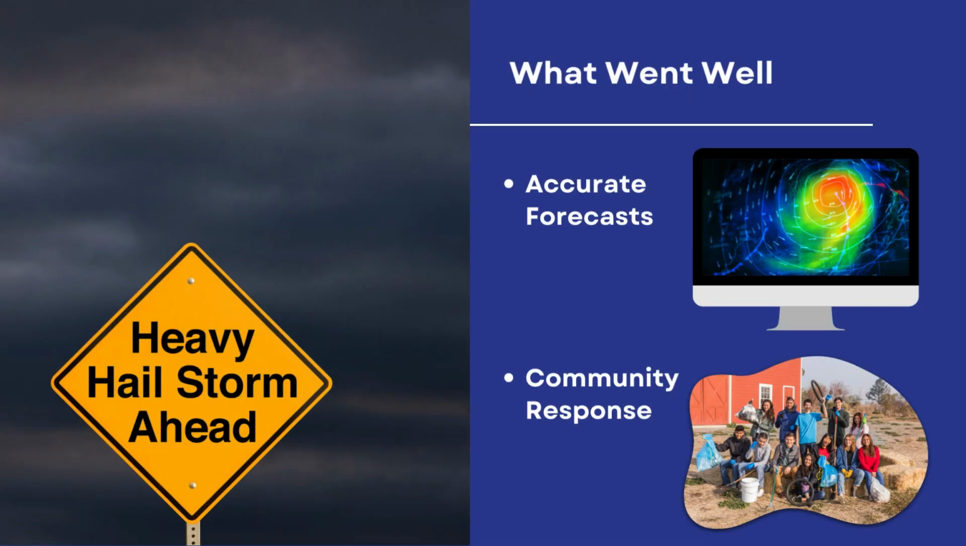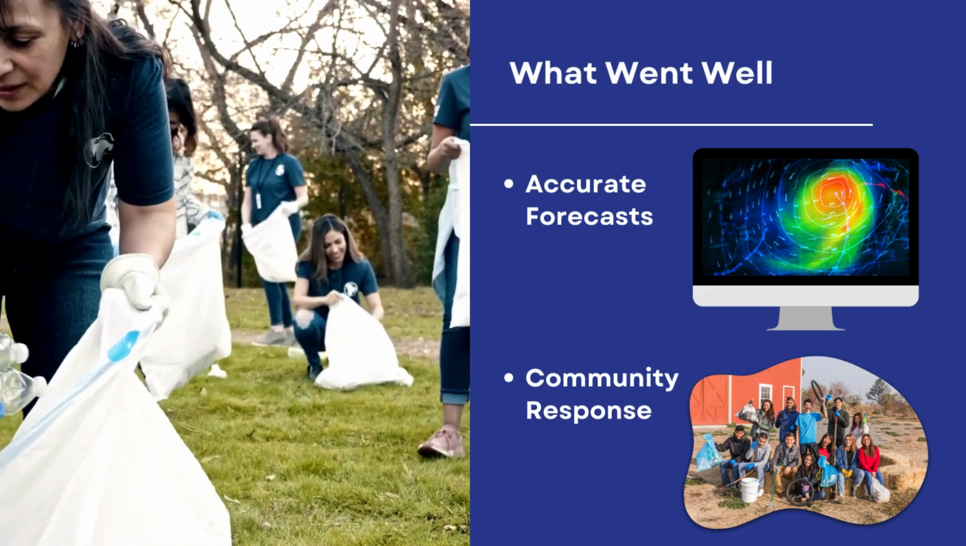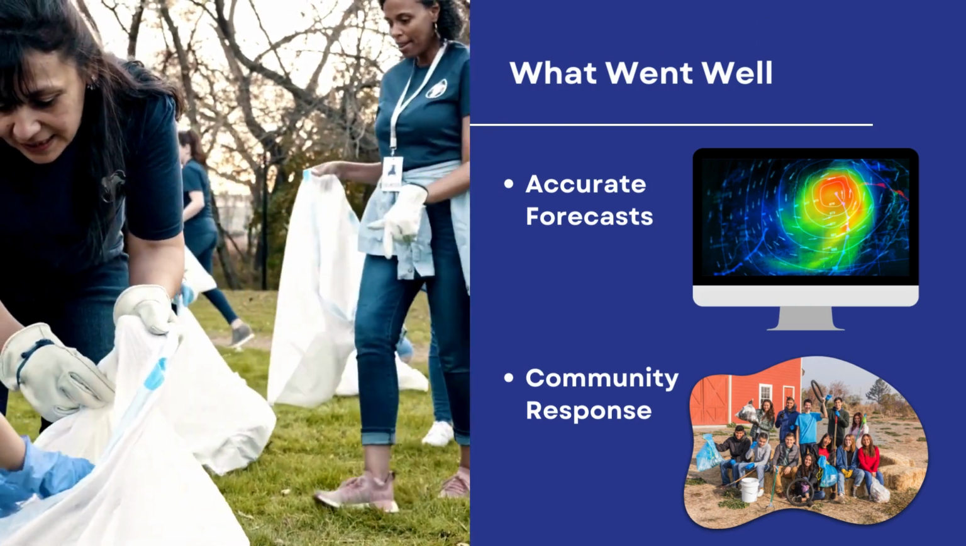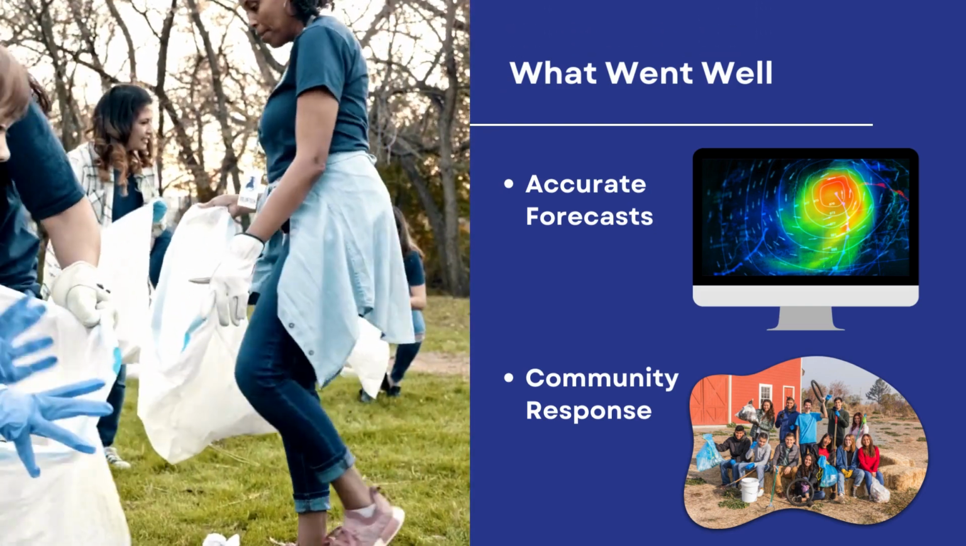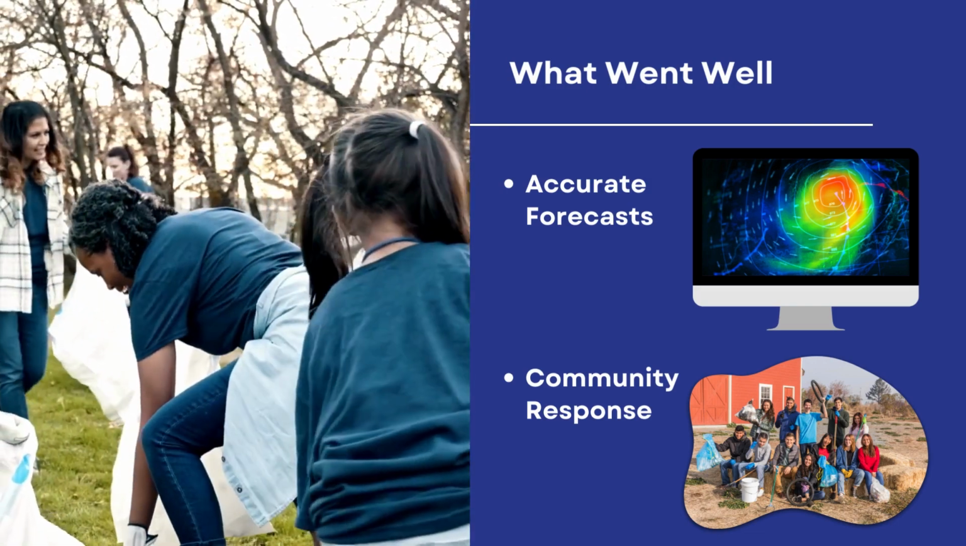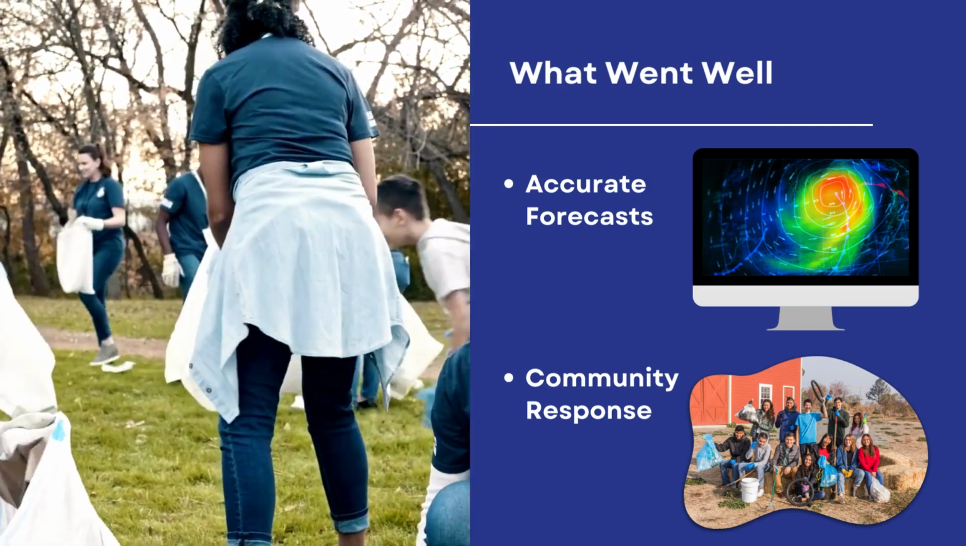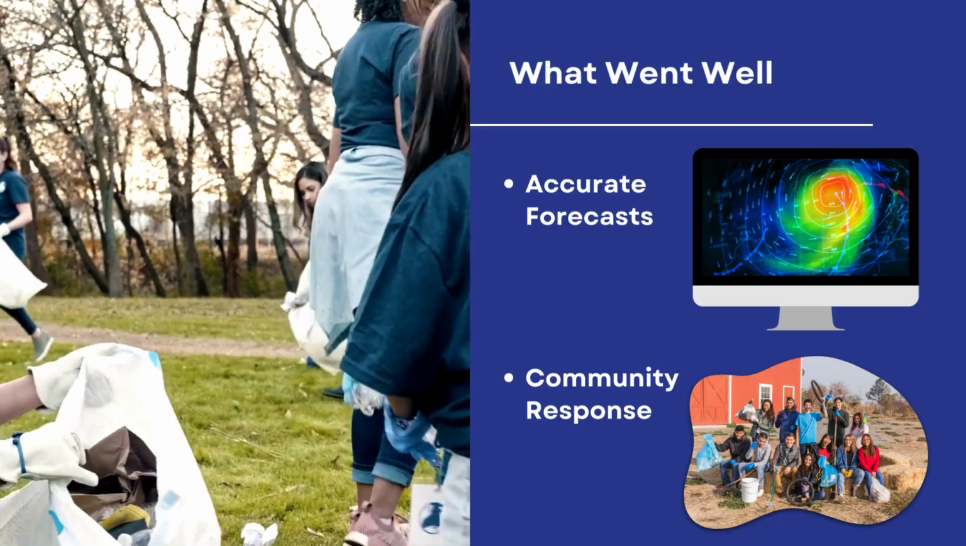What went well? There were accurate forecasts. The National Weather Service issued timely and accurate warnings, giving residents advance notice to prepare for the storm. There was also great community response. Local communities mobilized quickly, with emergency services working to clear roads and assess damage. Residents offered to support neighbors that were affected by the storm.